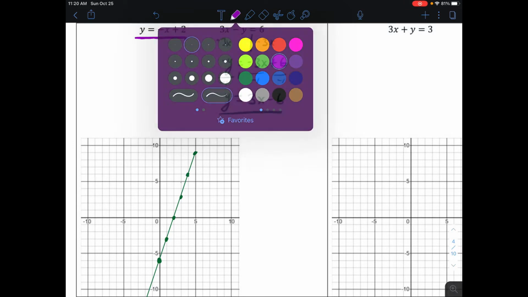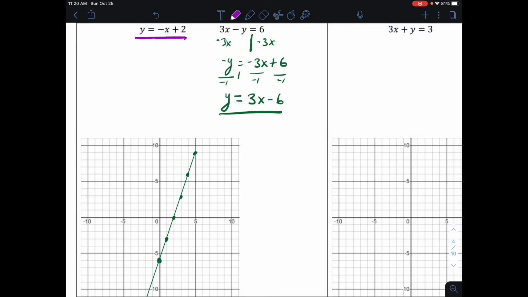Now let's do the same thing here for the purple one. We have a y-intercept of 2. We have a slope of negative 1. All right, and if we continued on this path, we'd have our line. It would continue on in both directions.